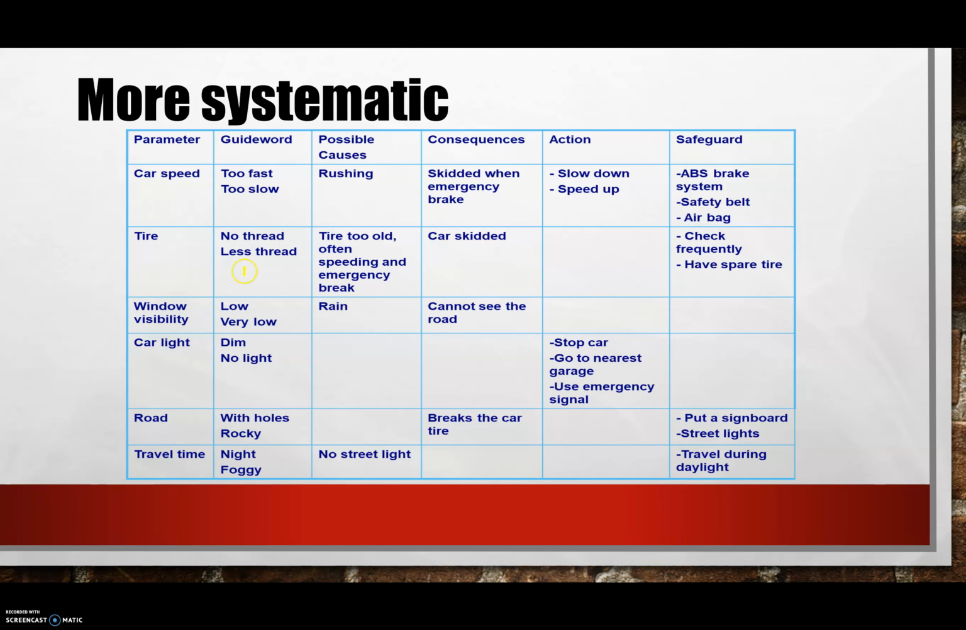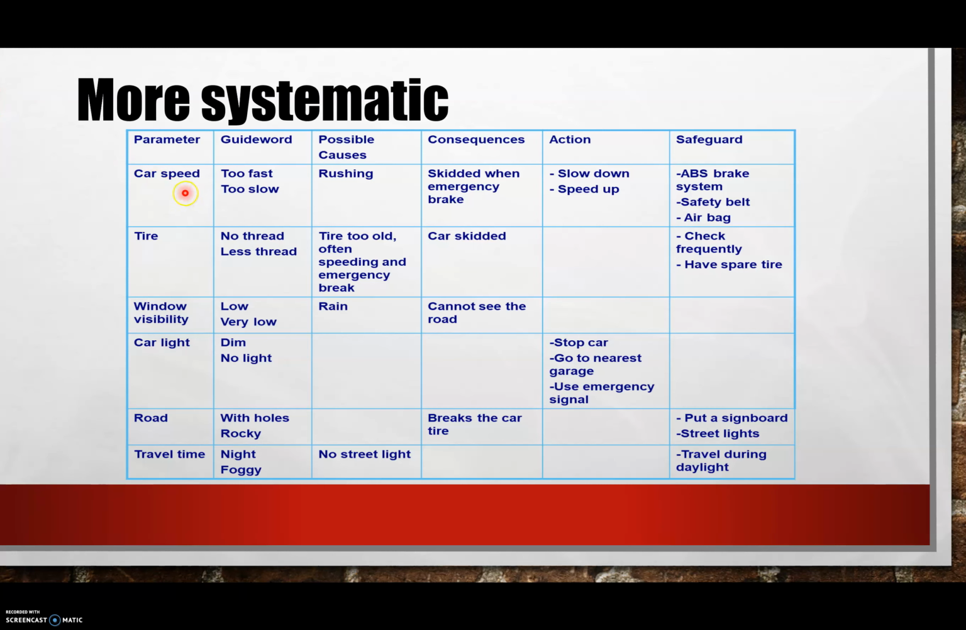This is a more systematic answer from what you have done previously. As you can see, we have the hazard here, with the possible causes, the consequences, a list of actions, and also how to prevent it as a safeguard.